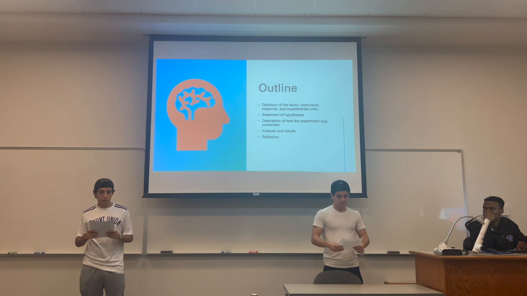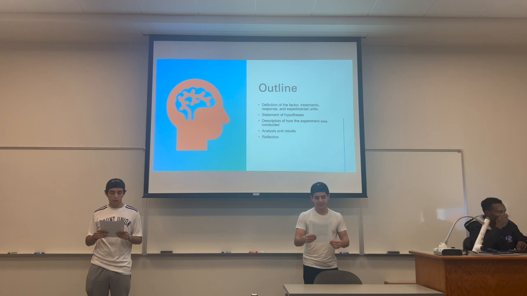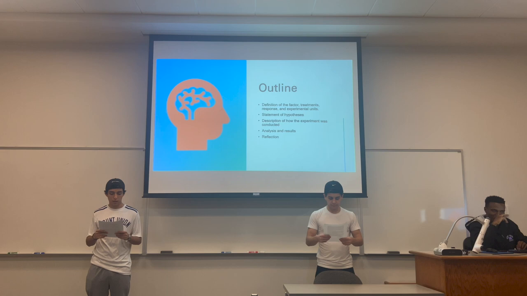First, we'll define our factor, treatments, response, and experimental units. Then we'll state our hypothesis in plain language and explain the results we expected to see prior to doing the study. Next, we'll describe how we conducted this experiment, including how we used random assignment, how we measured the response variables, and why direct control is important.